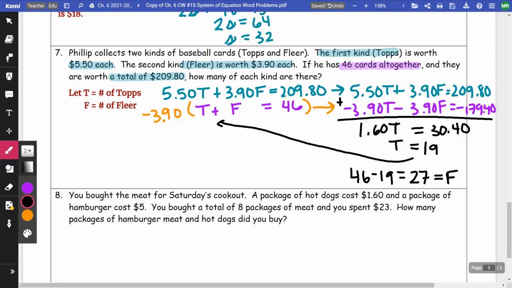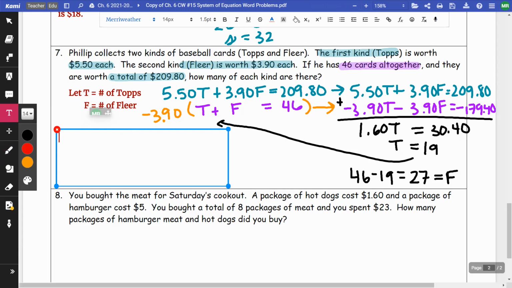So my sentence, again, remember, always write a complete sentence. The number of tops baseball cards is 19, while the number of flare baseball cards is 27.